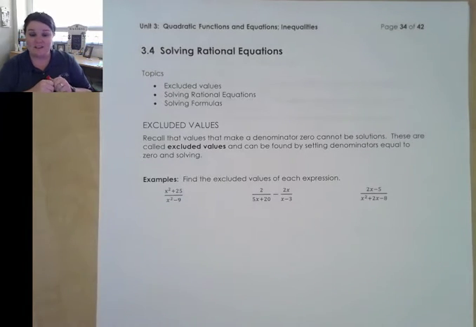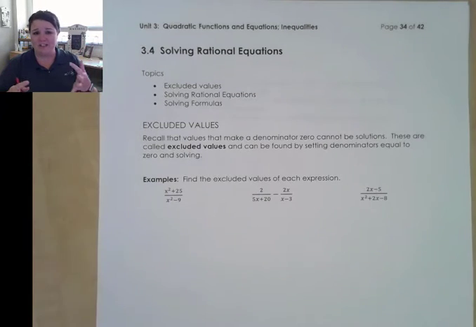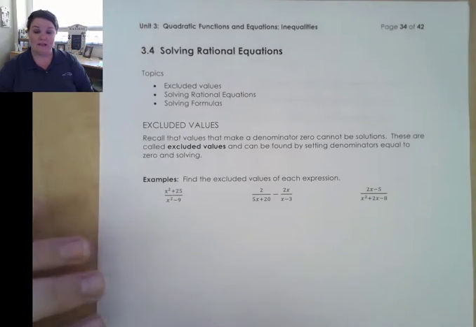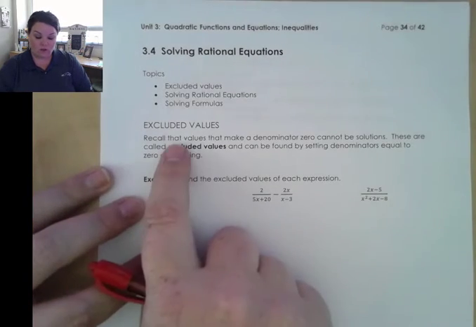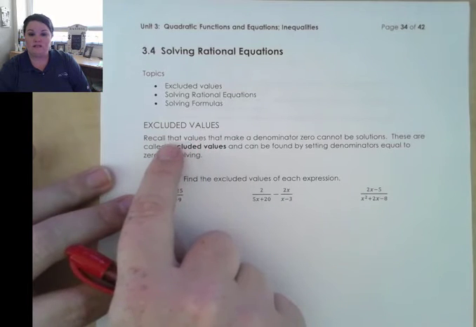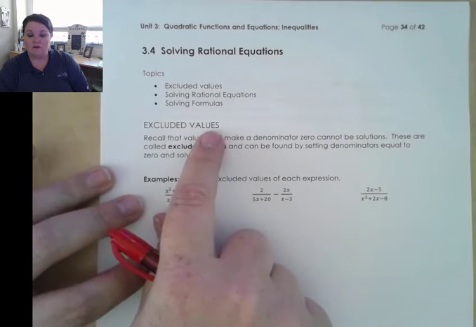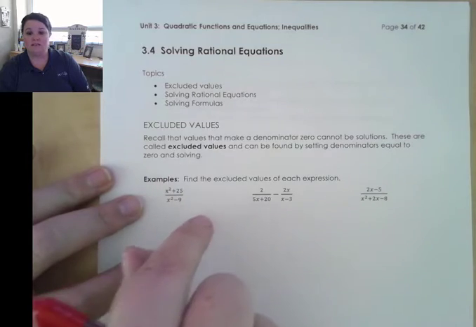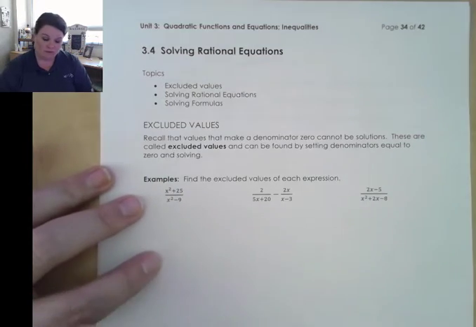All right, so we're going to start section 3.4, which is solving rational equations. Now, rational just means we're solving basically fraction equations. And we have issues when we deal with fractions if there's variables, or x's, y's, whatever, in the denominator. So we have to worry about excluded values. Recall that excluded values are values that cause the denominator to be 0.